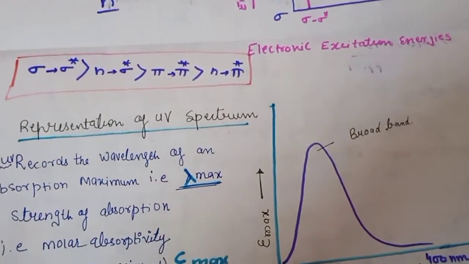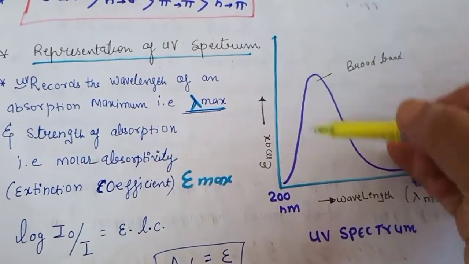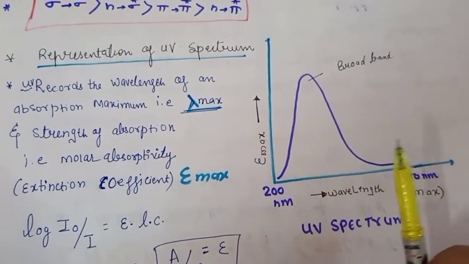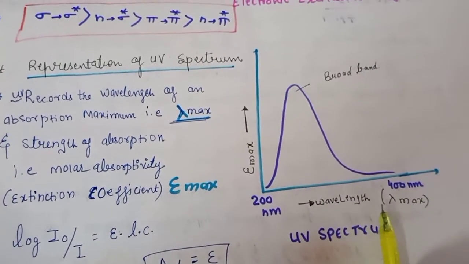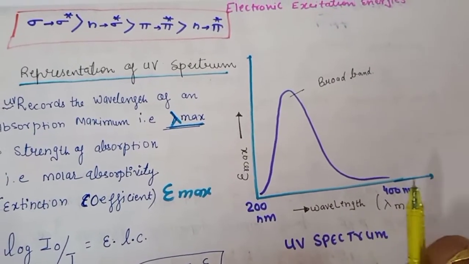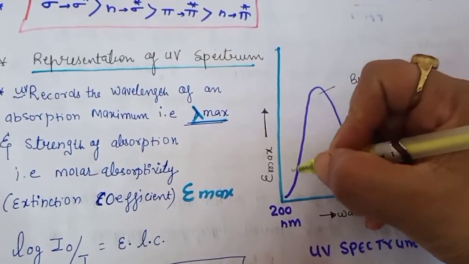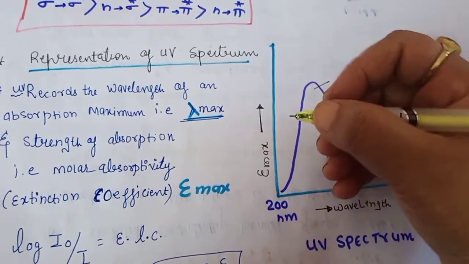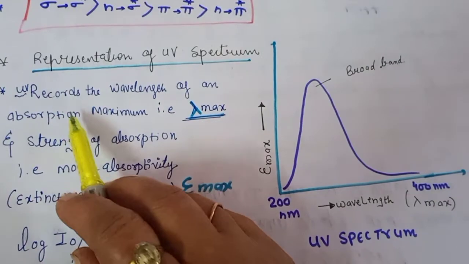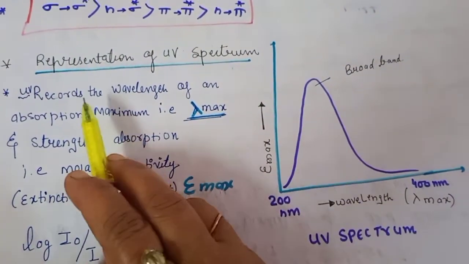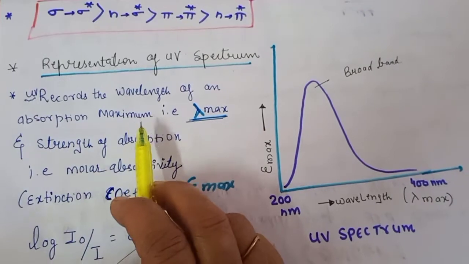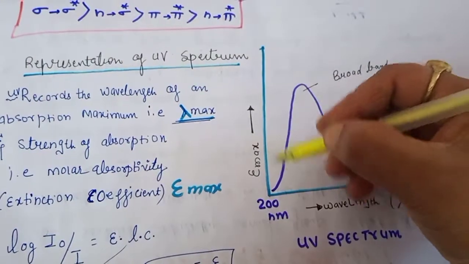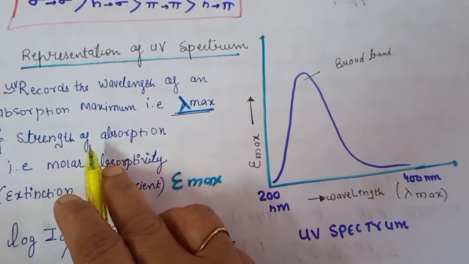Now how we are representing the ultraviolet spectrum, we can have a look. This spectrum is plotted between absorption and wavelength, how much wavelength we are using here, and it is our extinction coefficient or the molar absorption constant. So this is our Emax, epsilon. Whenever we are recording the ultraviolet spectrum, it records the wavelength of an absorption maximum, that is lambda max. So on the x-axis we will take the lambda max, and on the y-axis we will take Emax, the strength of the absorption.